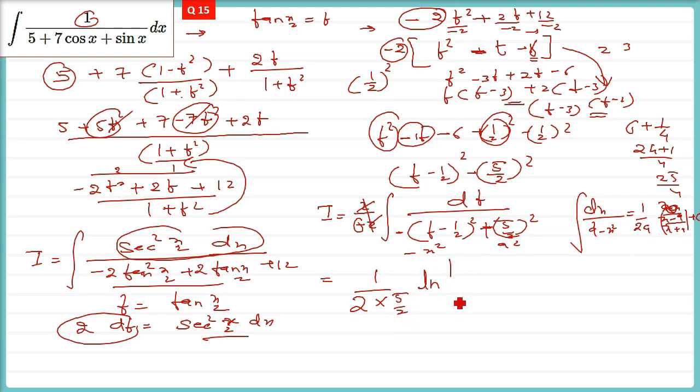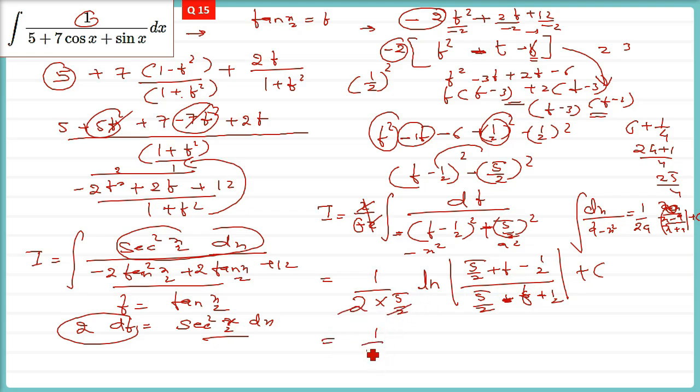Log modulus of 5 by 2 plus t minus half, and 5 by 2 minus t plus half, because I already told you it's a square minus x square. So when you multiply it by negative, it will be minus t plus half. This is simple algebra, okay? We have already done the question because we are just arriving at the answer right now. 2 gets cancelled, you'll get 1 by 5 here. Ln 5 by 2 minus half is what? 5 minus 1 by 2, which is 4 by 2, 2. 5 by 2 plus half is 6 by 2, which is 3.